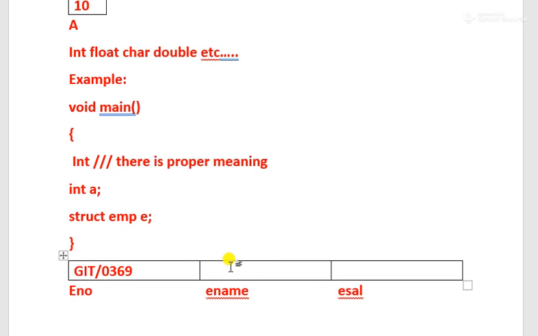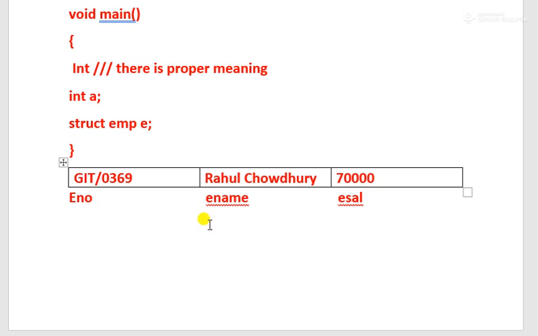Okay, so I can write employee name Rahul Chaudhary, and e salary is like 70,000. Okay, in this way we can store. So our job is to first declare a structure data type, and then declare a structure variable. Then it will actually allocate a memory space, and then you can store the value directly. Structure variable always holds the base address.